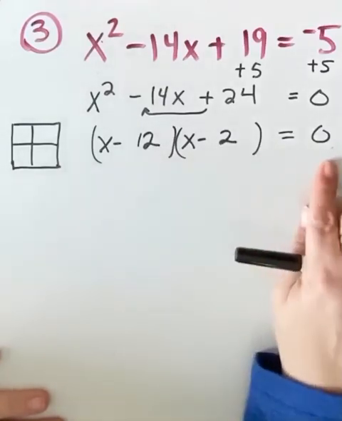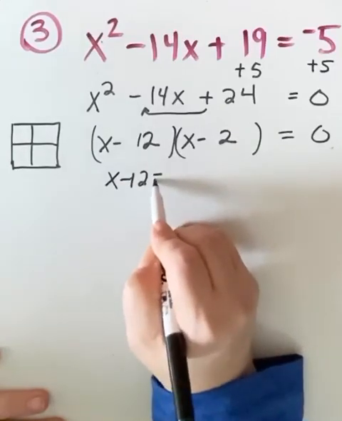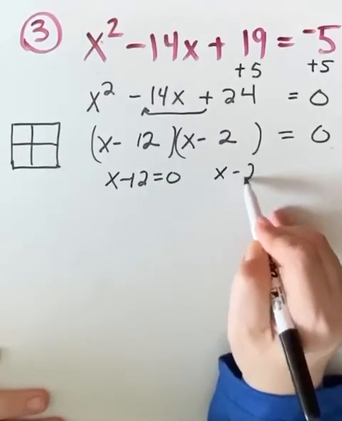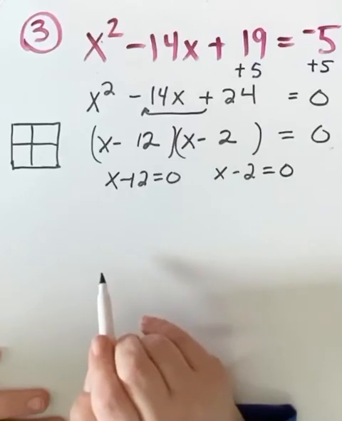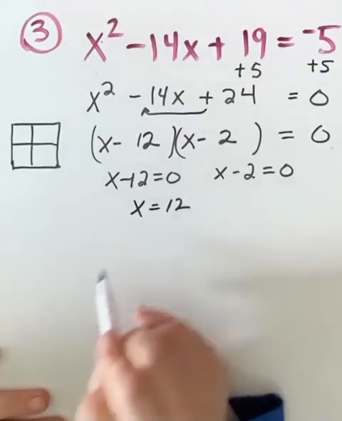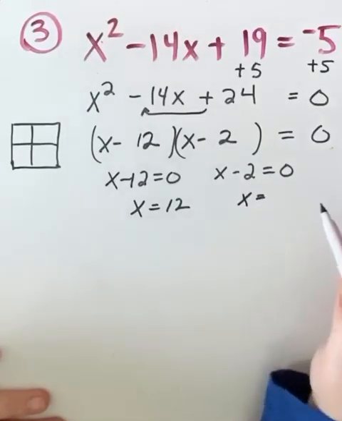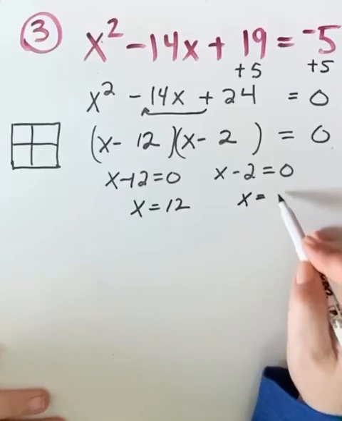Now that I have that in factored form, I'm going to use the zero product property to set each of the factors equal to 0. And then I'm able to solve to find out that I have a solution at 12, and I have another solution or root or x-intercept at 2.